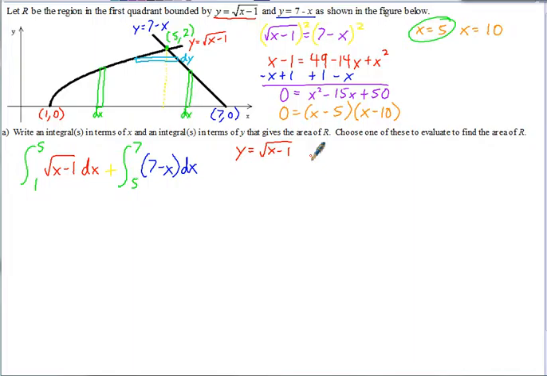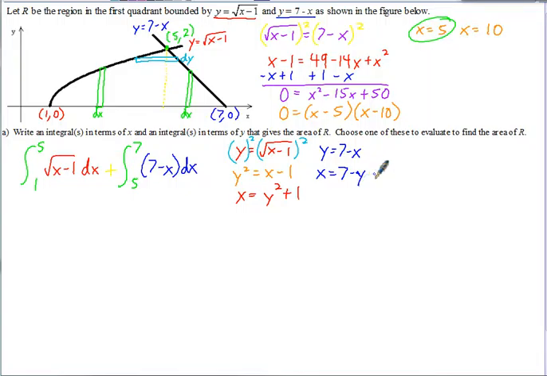To solve this one for x, you would just square both sides. That gives you y squared equals, the square and the square root cancel out, x minus 1. So solving this one for x, you get x equals y squared plus 1. And then the other one is probably even easier. Solve that one for x, you can just add the x over and subtract the y, so you get 7 minus y.